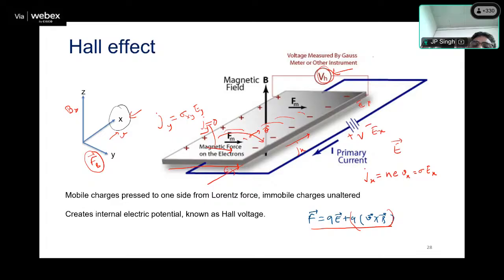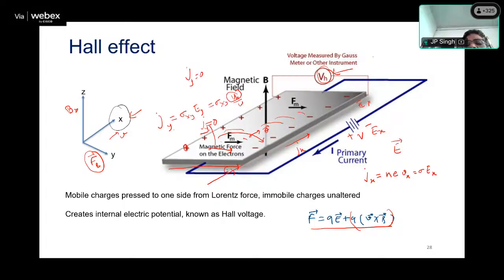Now this current Jy depends on this Hall voltage, because Ey is nothing but, in a very vague way, I can write Vh divided by the width. So this is building up. The current because of Vh will be in the opposite direction, because the electrons are basically attracted to this left side. So there will be a time at which Jy will go to zero, when the electric force because of this Hall voltage balances the magnetic force.